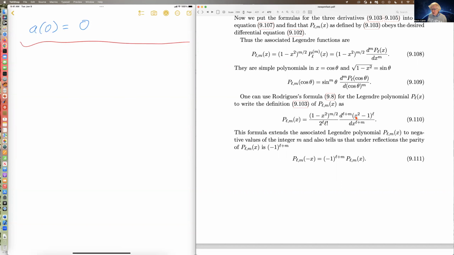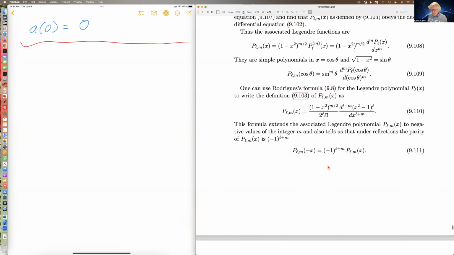And in fact, how negative can m be? Well, we extend it to negative values of m, and we also learn something else. We learn that under parity, if we let x go to minus x, the x squareds don't change, but we have L plus m derivatives, so we have -1 to the L plus m.